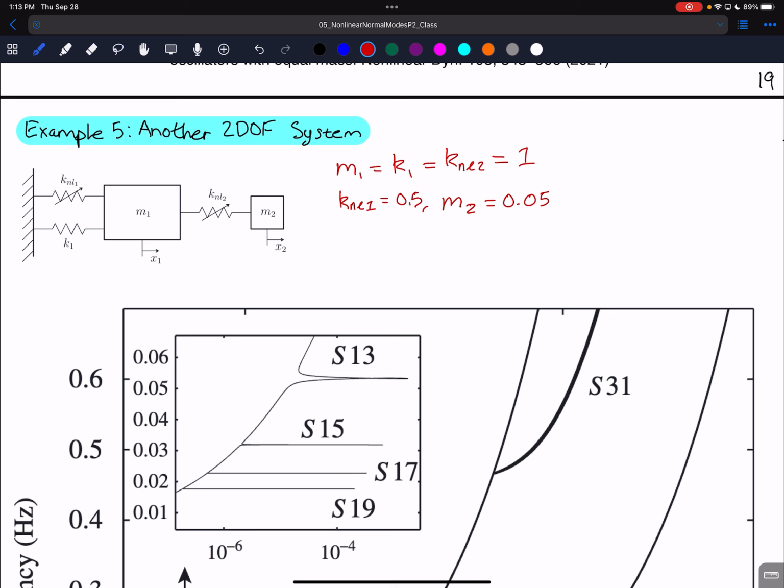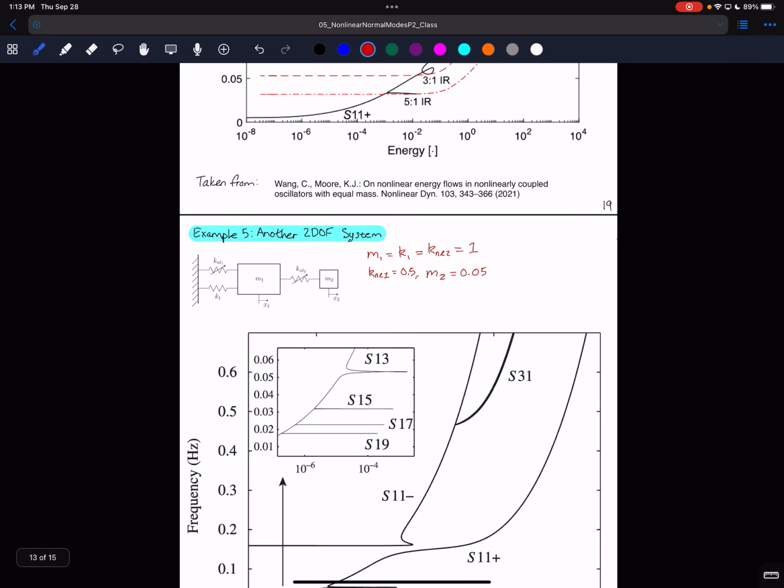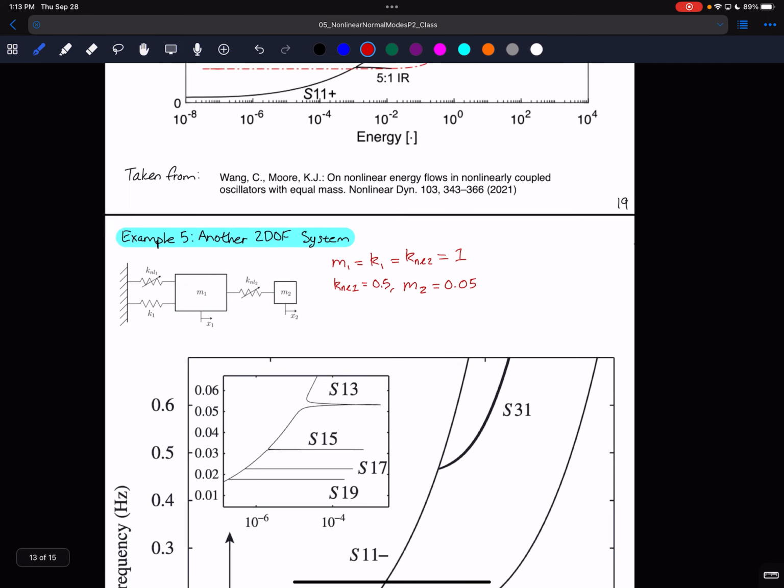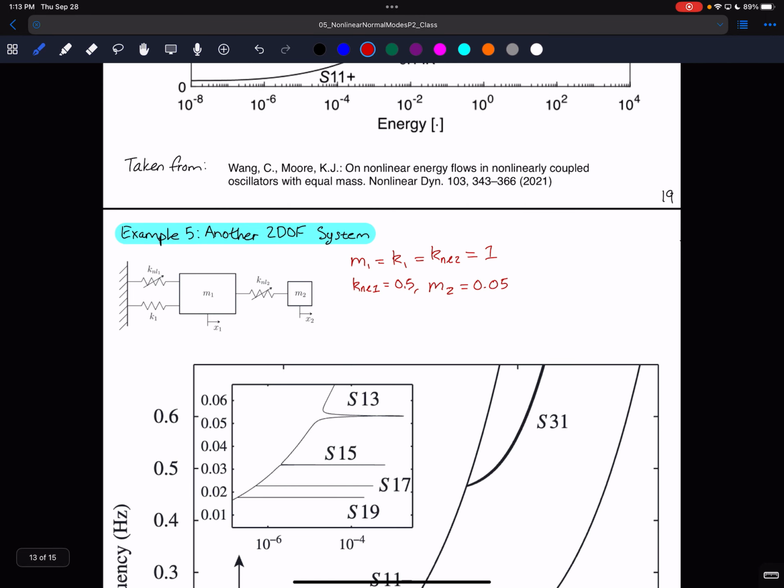So in this case, M2 is low mass, and we would consider it to be a local attachment, or in particular, this is called a nonlinear energy sink. And this is a third power? Yeah, both of these are cubic terms. The KNL1 and KNL2 are both cubic, yeah.